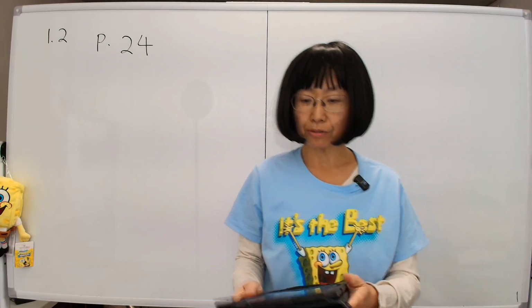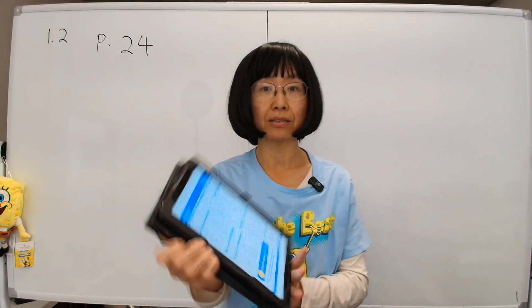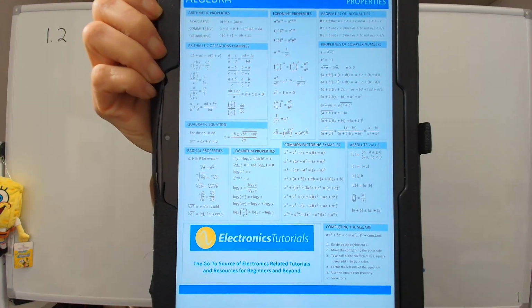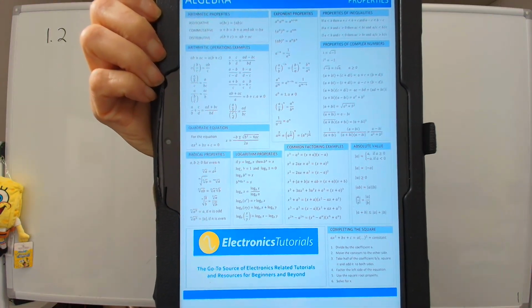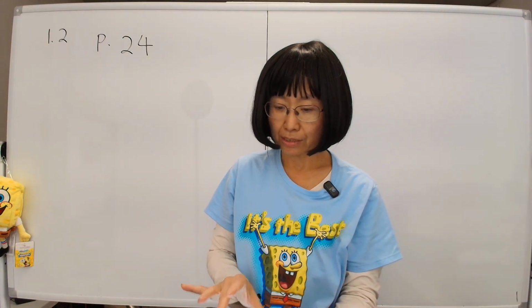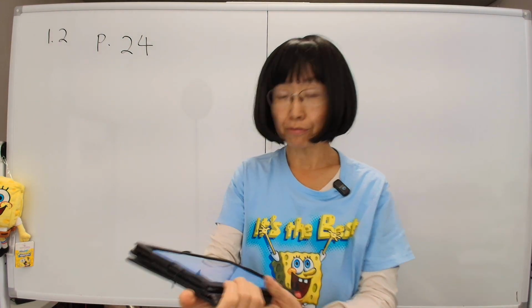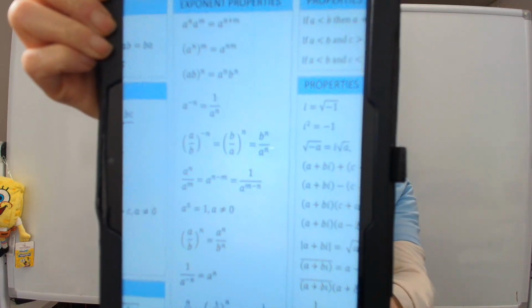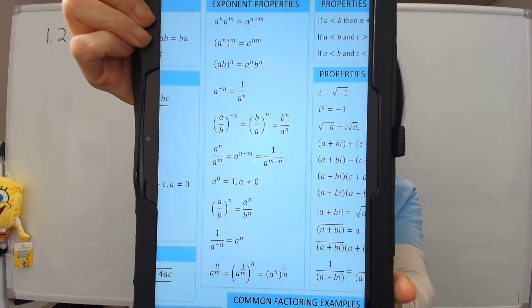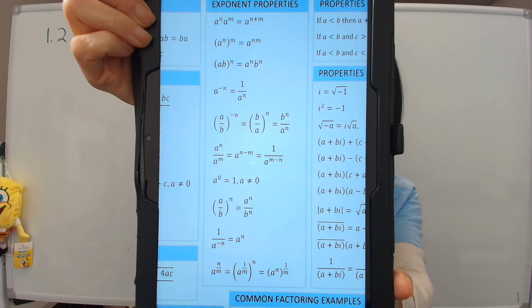The next thing I want to show you is an algebra chart that I downloaded online. Now you notice that there are various formulas in this chart. Today we're going to focus on one part of it, the exponent properties, because that's mostly what we'll be doing today. But these formulas are also in your book. As we go along, we will review them.